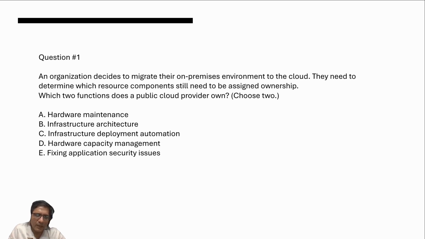Option A, hardware maintenance. Option B, infrastructure architecture. Option C, infrastructure deployment automation. Option D, hardware capacity management. Option E, fixing application security issues. I think it's very straightforward and simple. Hardware maintenance and hardware capacity is something which we absolutely have no access or control over, and that is something which the cloud provider takes care of.